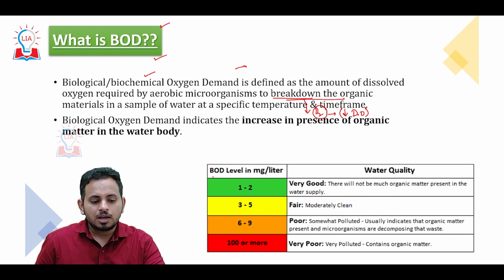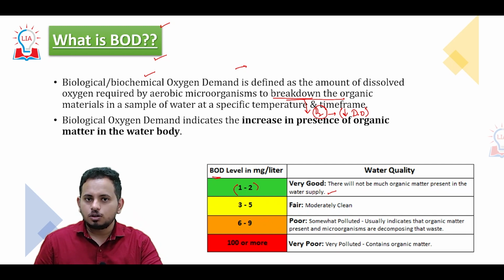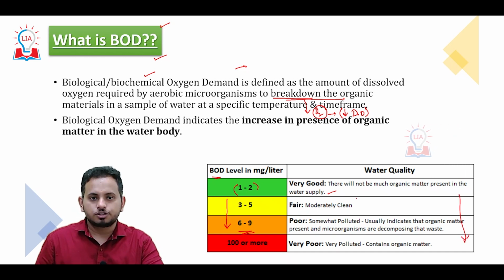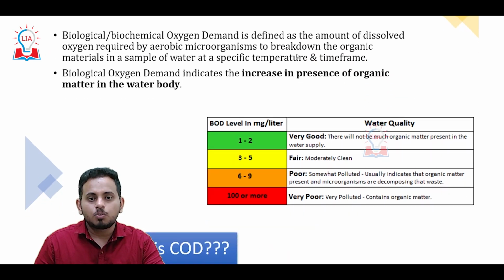You can see here the BOD level, biological oxygen demand: if it is between 1 and 2, the water quality is said to be good. As and when the biological oxygen demand increases, the water quality decreases. This is an inverse relationship that you have to remember between biological oxygen demand and the water quality.